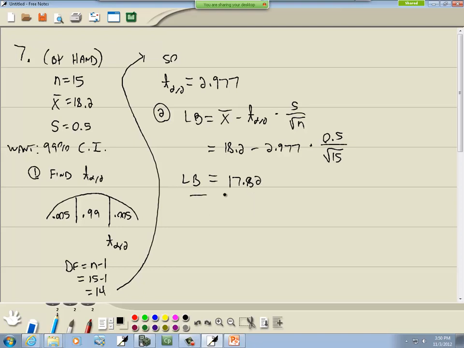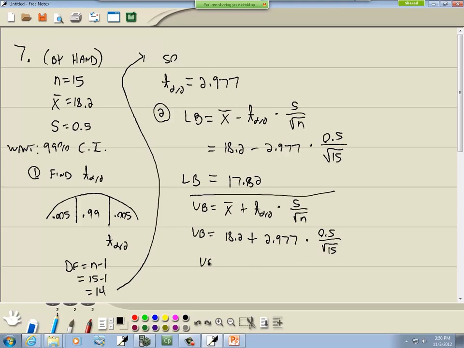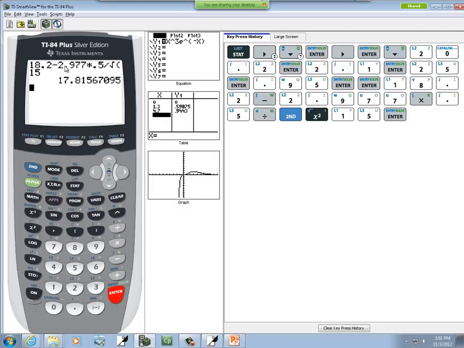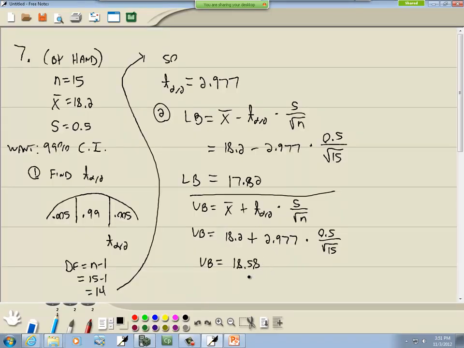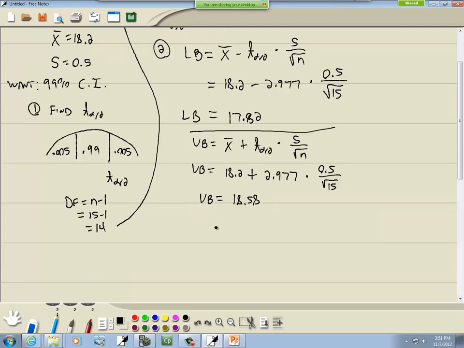for the lower bound. Well, now we need the upper bound. Upper bound is x bar plus our critical value times s divided by square root of n. X bar was 18.2 plus 2.977 times 0.5 divided by the square root of 15. That's already in my calculator from the previous entry, so if I do second enter, that'll bring up the previous one, and I just come up here and change the minus to a plus. Or type it all in again if you're not very good at technology. And we get 18.58. So our confidence interval will be 17.82, comma 18.58. And that's our answer.